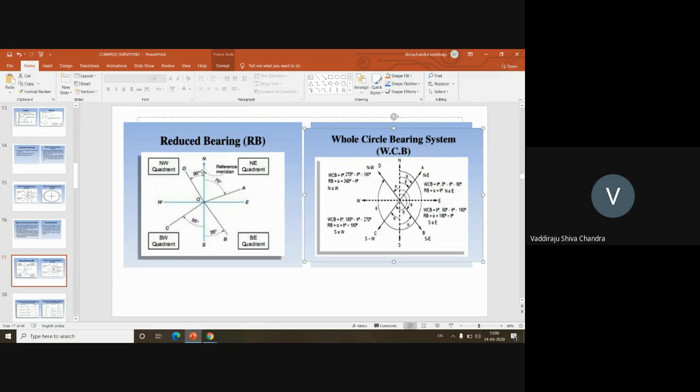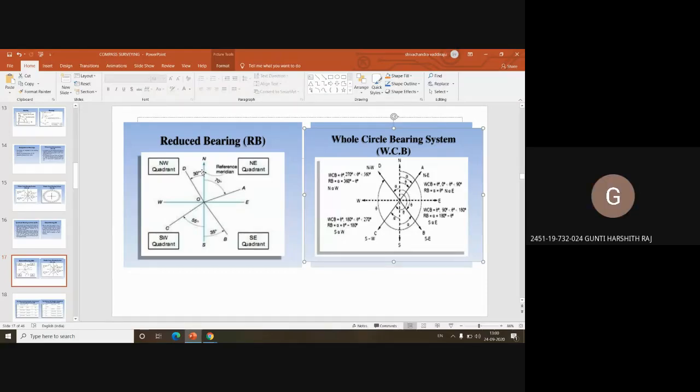Similarly, if the value of the survey line's whole circle bearing is 80 degrees, which quadrant does it fall in? First quadrant. So what will be the quadrantal bearing? North 80 degrees east.